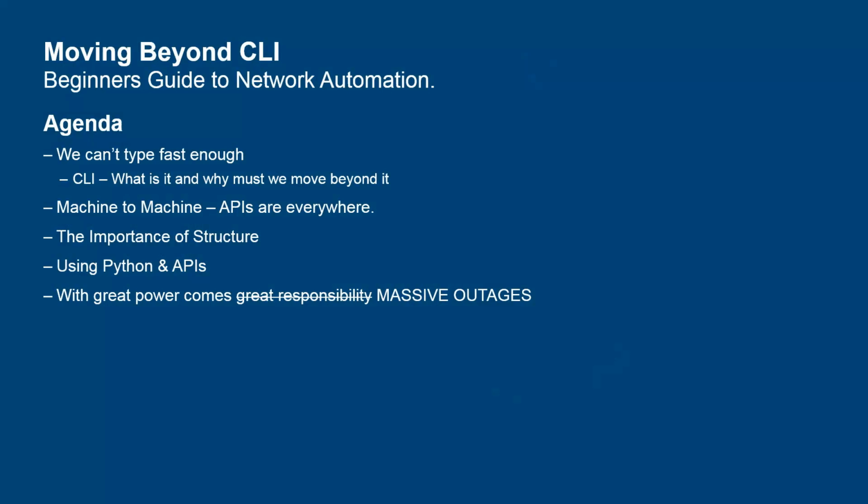The CLI, what is it and why must we move beyond it? Then we're going to look at machine to machine, how they talk, and the idea that APIs are everywhere. I'm going to be talking about what APIs actually are. Then we move on to the importance of structure. Then we are going to be showing this off by using the go-to programming language for networkers, that being Python. And then finally, a word of caution: with great power comes massive outages.